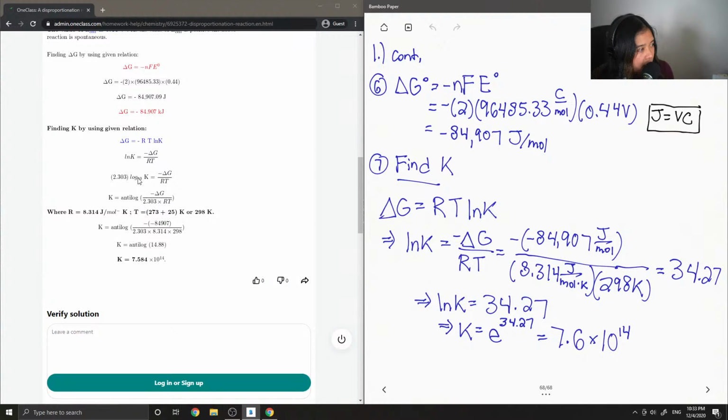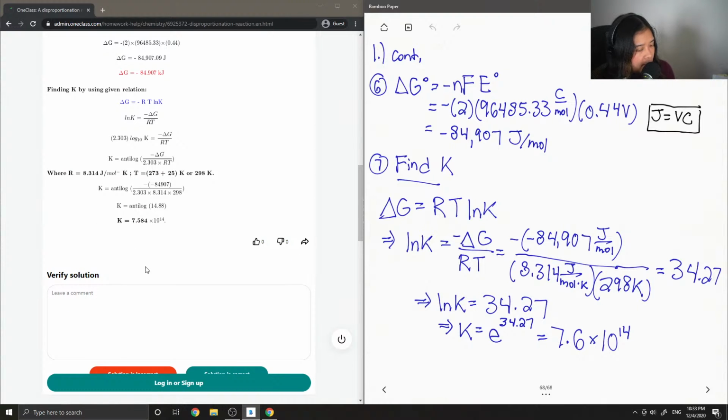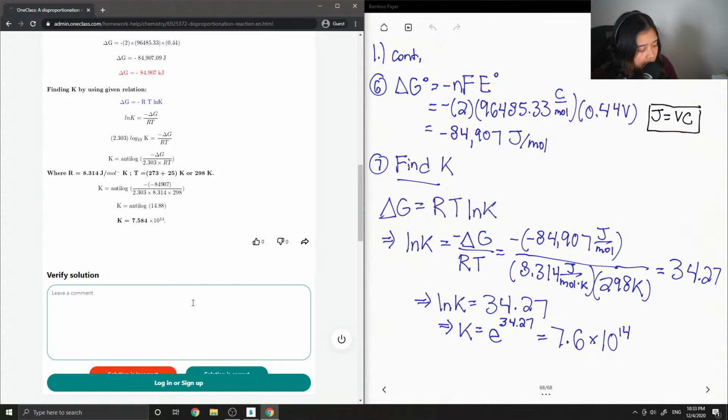And then finding K by using the given relation, delta G equals RT times ln K. Okay, so they converted ln to the log, but either way works. Where R is 8.314 joules per mole Kelvin. T is 298. And they ended up getting 7.584 times 10 to the 14. Yep, so this solution is correct.